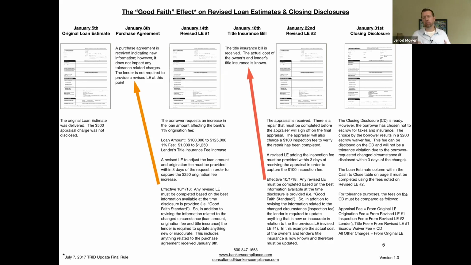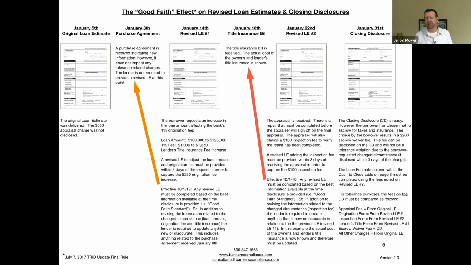And so in order to be able to charge that escrow waiver fee, which is a 0% tolerance, we have to issue a revised closing disclosure. In this case, it's going to be the closing disclosure that's going to show that fee. And I'll explain how this all works in a minute. This is the effect of the black hole closing for TRID. You can use a closing disclosure to affect a changed circumstance.